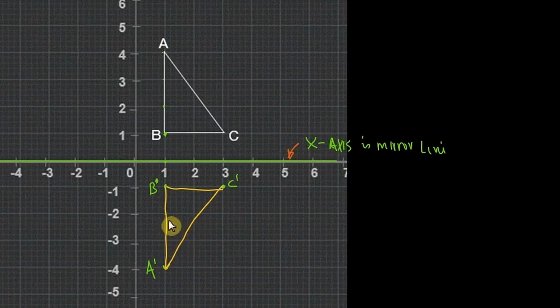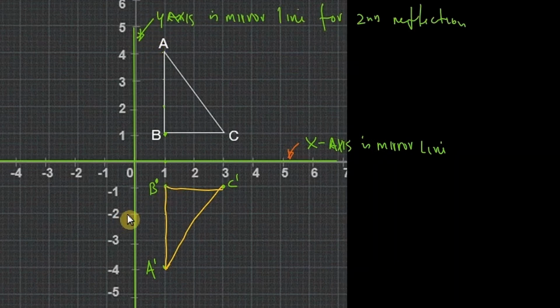So next we will need to reflect this image in the y-axis. So let's draw the mirror line on the y-axis. So let's draw again. So now we have the mirror line being the y-axis. So after the reflection in the y-axis, B prime will go to B double prime, which is here. A prime will go to this point, which is here. So A double prime is the image of A prime after a reflection in the y-axis.